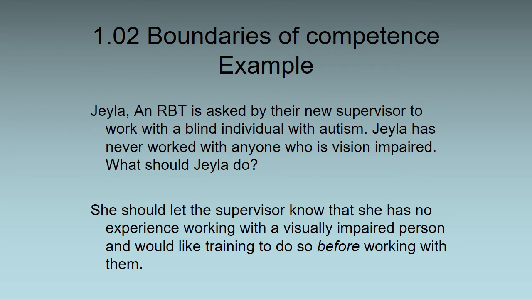So here's an example for 1.02, Boundaries of Competence. Jayla, an RBT, is asked by their new supervisor to work with a blind individual with autism. Jayla has never worked with anyone who is vision impaired. What should Jayla do? She should definitely let her supervisor know that she has no experience working with a visually impaired person and would like training to do so before working with them.